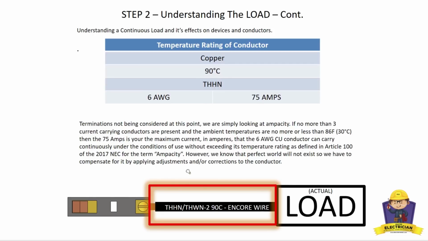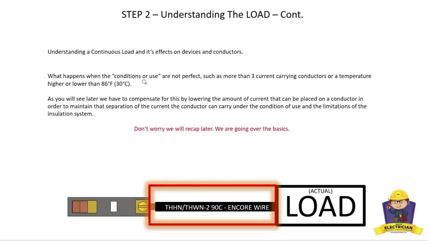But we don't live in that perfect world. We routinely have more than 3 current carrying conductors, and the ambient is much higher or hotter than 86 Fahrenheit or 30 degrees Celsius. So what happens when the conditions of use are not perfect? We have more than 3, and the ambient's higher or lower than 86 degrees Fahrenheit or 30 degrees Celsius. Well, we're going to show you later that we're going to have to compensate by either lowering the ampacity or lowering the amount of current or increasing the conductor size. Okay, we've got to do something so that we don't stress out that insulation.